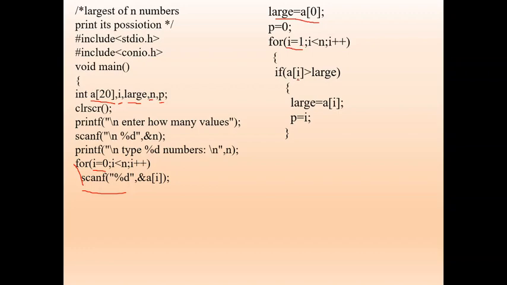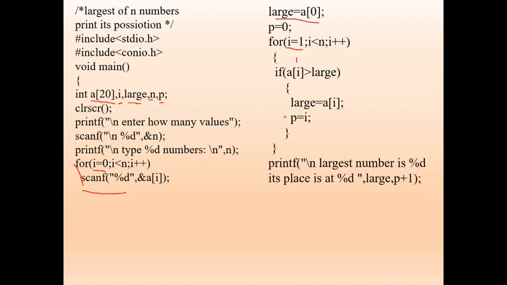And if A of I is greater than large, initially A of I is A of 1. If A of 1 is greater than large, automatically large is replaced by A of I, and that I value is considered as the position. And I am repeating this loop for n minus 1 times.